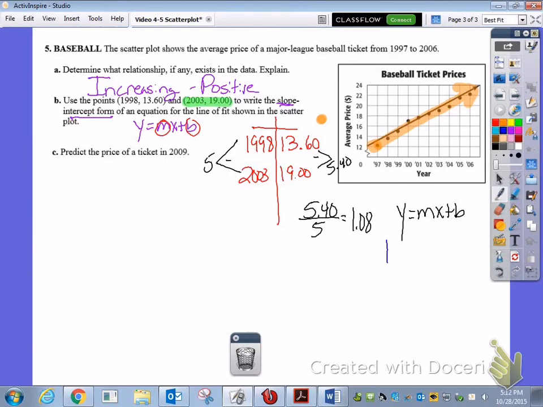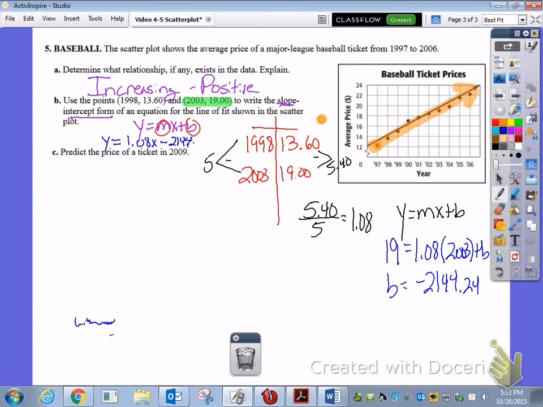Okay, y was 19. You don't have to put 0.00. So 19 equals my slope 1.08 times my x, 2003, plus b. Put that into Solve, and you get b equals negative 2,144.24. So my equation then would be y equals 1.08x minus 2,144.24. And then I can graph it.